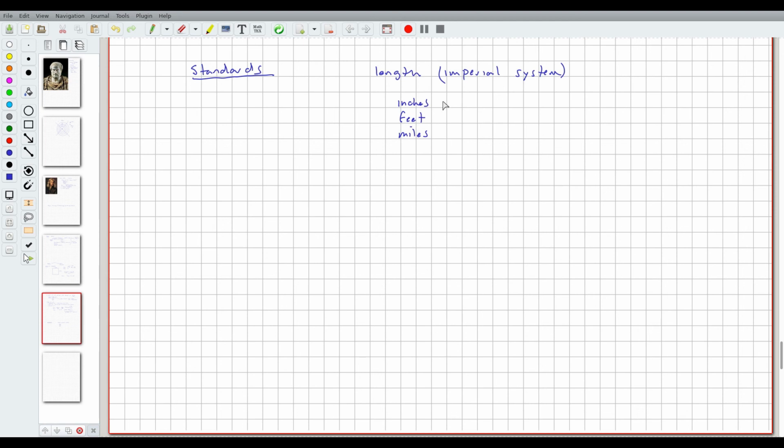Now, these days, from a modern standpoint, inches, feet, and miles are all incredibly well defined. They're defined off of physical quantities. But back then they weren't. And that's a problem. They do not have good standards.